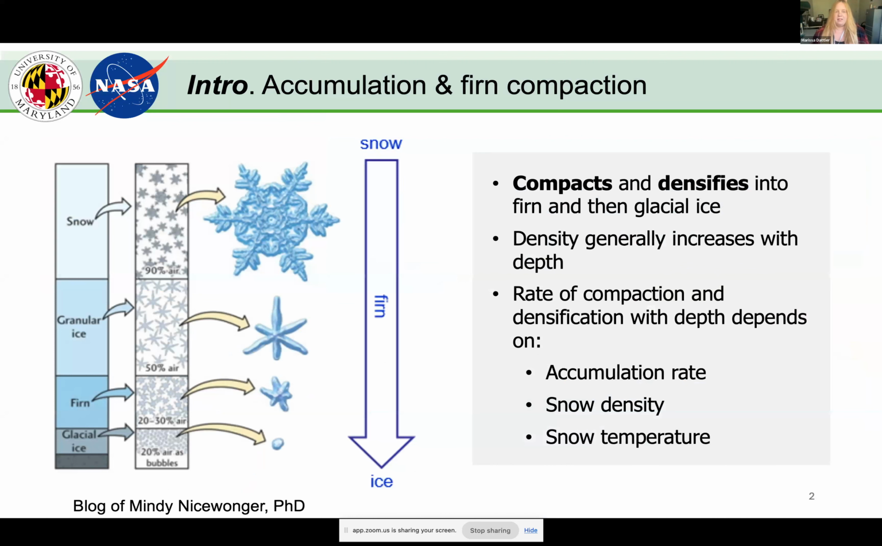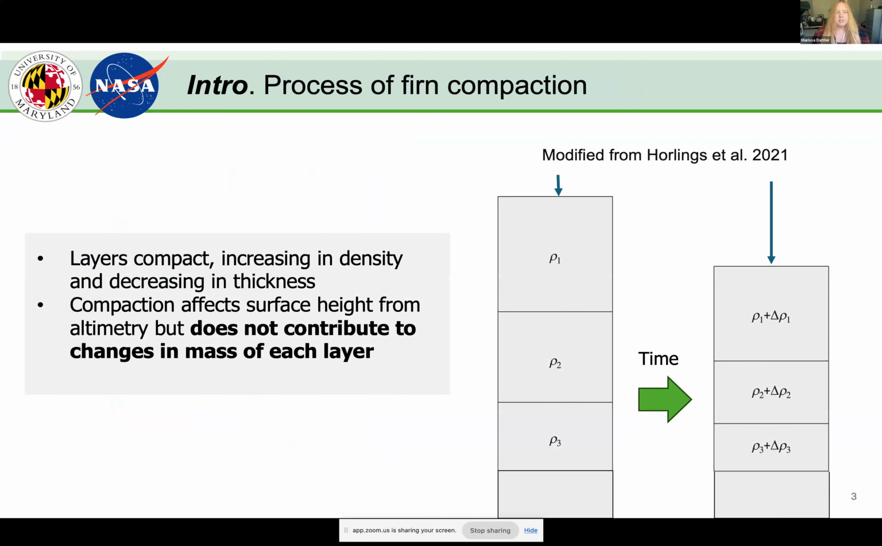And so as snow accumulates onto the surface of an ice sheet and compacts and densifies, forming firn and eventually glacial ice, density generally increases with depth, and the rates of compaction and densification depend on things like accumulation rate, snow density, snow temperature. And as layers compact, they decrease in thickness and increase in density. And this results in a reduction in surface height in the absence of accumulation.